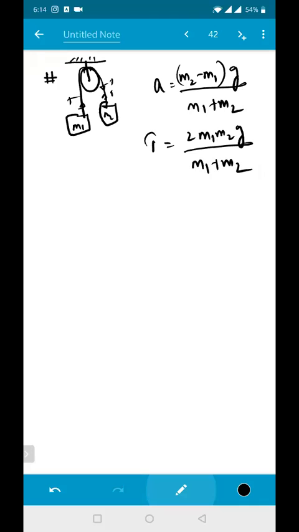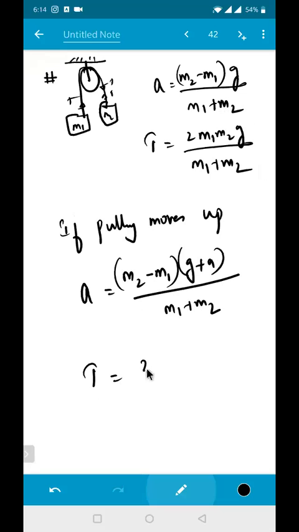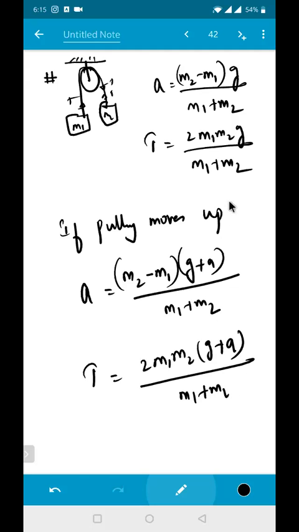Now see, if the pulley in the system moves up with an acceleration, then what will be the given condition? If the pulley moves up, then acceleration will be a is equal to (M2 minus M1) into (g plus a) divided by (M1 plus M2), nothing changes there. And tension will become T is equal to 2 M1 M2 into (g plus a) divided by (M1 plus M2). Suppose it moves up with an acceleration a. Whatever the acceleration we give, we try to simplify and get the relations for that one, isn't it?